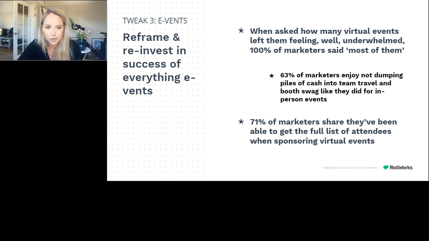I actually did a little bit of research recently, and as we're at an event right now, reframing and reinvesting in the success of all of this is super important. We've noticed some very mixed emotions around virtual events, and some of this is in contrast to in-person events. There's a lot of feelings on both sides of the fence, what they love, what they hate about both. For example, some people are feeling underwhelmed by virtual events, but most marketers are really enjoying not having to throw tons of budget at the travel that goes with that.